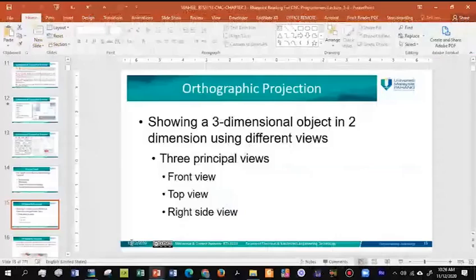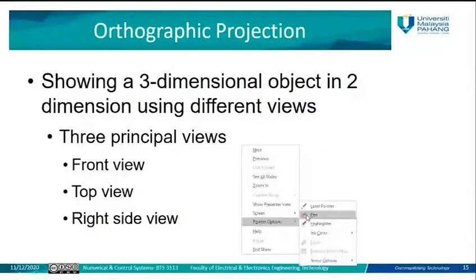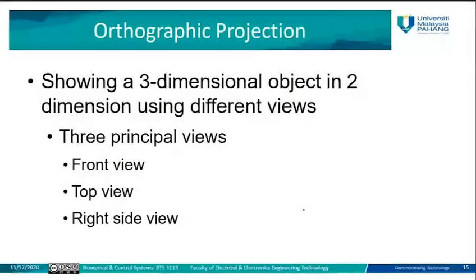Okay, so the front view means you look at the product from the front side. So this we call the front view. The top view: you put the product, for example, on the table and you stand and look at the product on the table from the top. So it will be the top view. Right side view: you look at the product from one side, which is the right side.